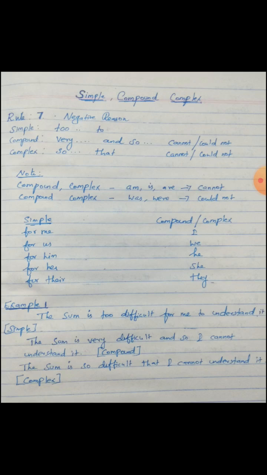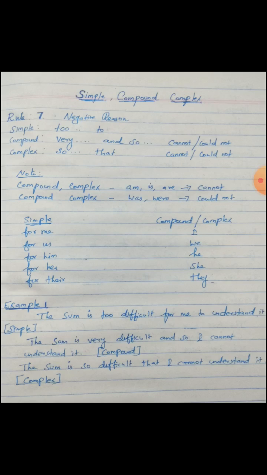And one more thing I have given here. In simple sentence, for me means we can use I in compound and complex. For us, we. For him, he. For her, she. For them, they. So when you change from simple to compound and complex, we have to use: for me, I; for us, we; for him, he; for her, she; for them, they.